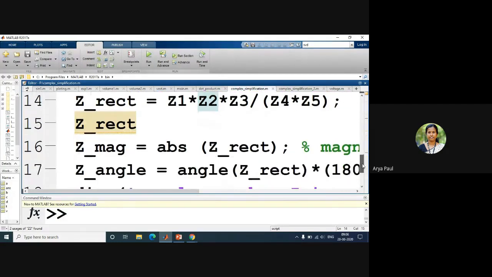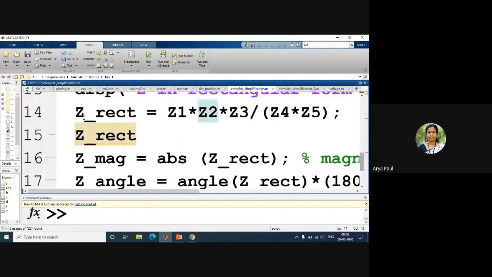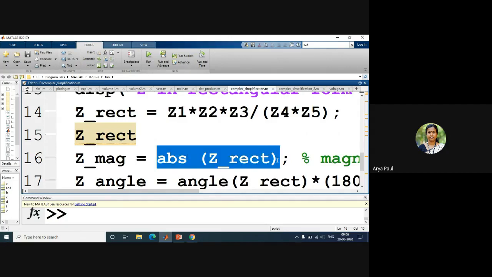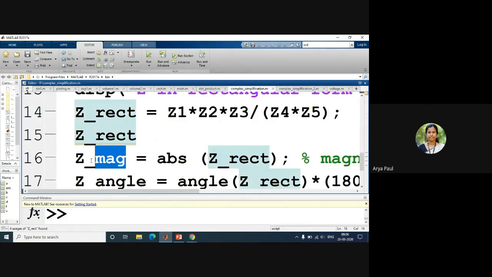Now you find the magnitude of this final result. This is the final result, Z rect, just a variable I am defining. How can you find the final absolute value, or magnitude, of the resultant complex number Z rect? You just use ABS, which gives you the absolute value, or the magnitude, of the resultant complex number. So you get Z mag, the magnitude.